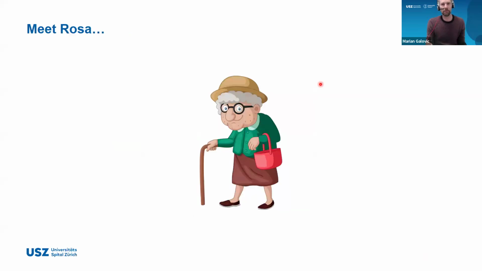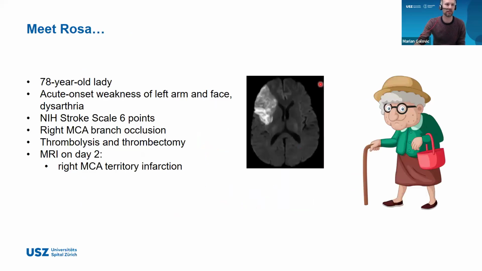And so to make this a bit more interactive, let's meet a case. Let's meet Rosa. So Rosa is a 78-year-old lady, and she was admitted to our hospital with acute onset weakness of her left arm and face and dysarthria. Initially, she had an NIH stroke scale of 6 points according to these symptoms, and the initial CT scan showed right MCA branch occlusion. So she received thrombolysis and thrombectomy.